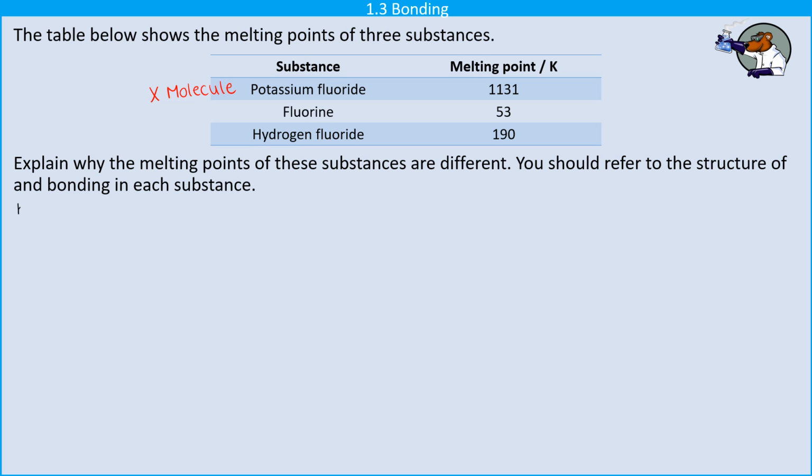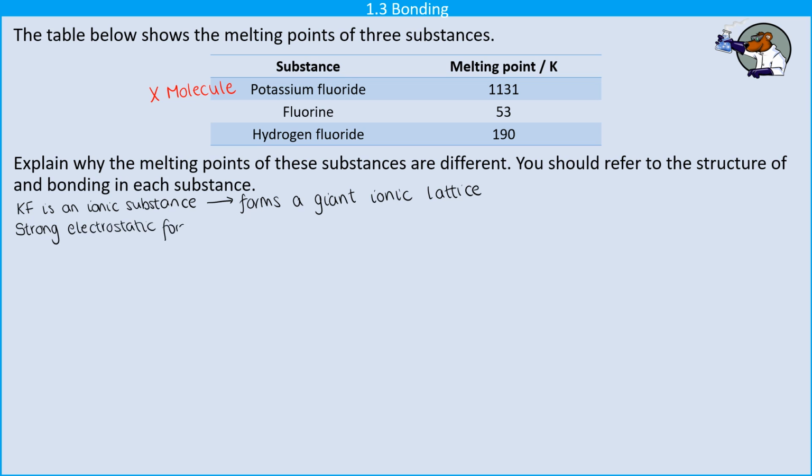So we've just said that potassium fluoride is an ionic substance, and therefore it's going to form a giant ionic lattice. So that's what we mean when we say the structure. So the bonding is ionic, and we can talk about how that ionic bond forms, and then the structure is this giant lattice. So the ionic bonding is actually a strong electrostatic force of attraction, and remember we have to use that word attraction, and it's attraction between these positively charged potassium ions and the negatively charged fluoride ions. And that electrostatic force of attraction, because it is so strong, needs a huge amount of energy to overcome, and that is why the melting point of potassium fluoride is so high.